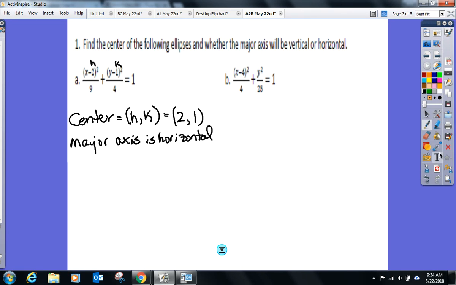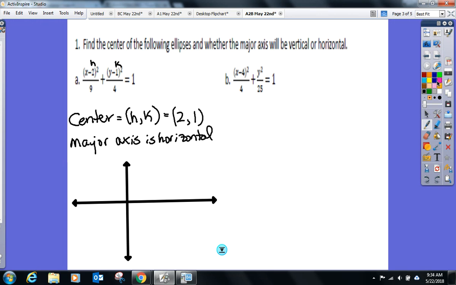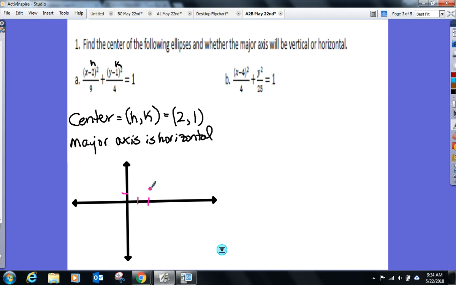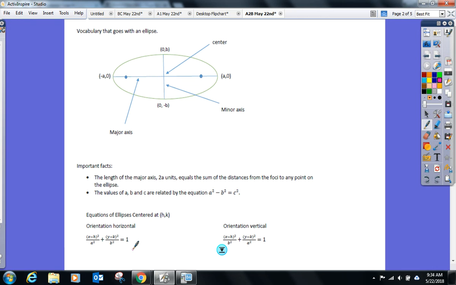Let me just show you what's happening right now, before we get into another example. I just want to show you where all these numbers come from before we go on to a different example. Where was the center again? And again, I'm sorry for this rough graph, but here you go. (2, 1). There's the center. What's the denominator for the x? 9. And if you look back, that number represents a squared.